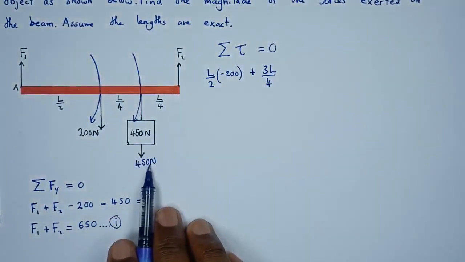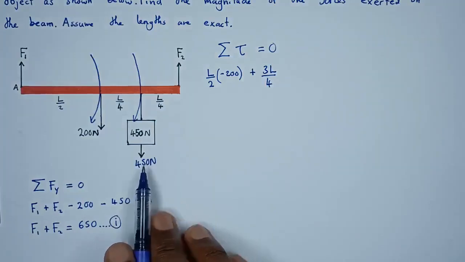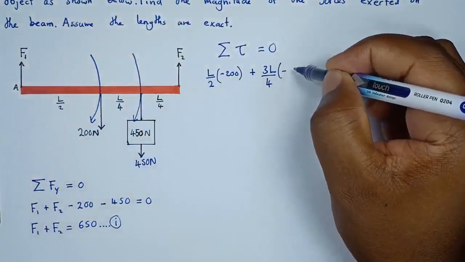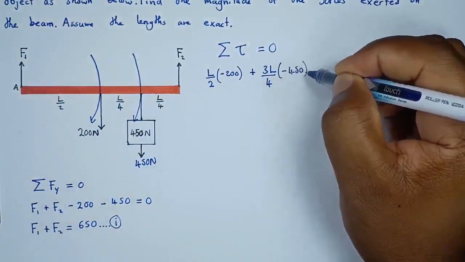Now the force, which is the weight force in this case, is 450, but because it's in the clockwise direction, we're going to consider it negative 450.